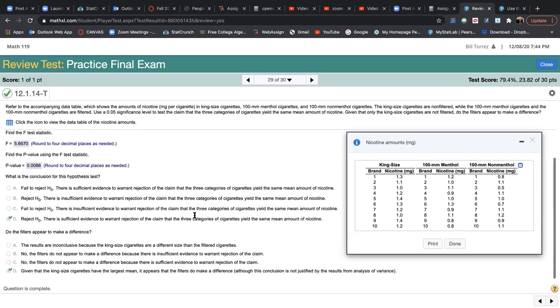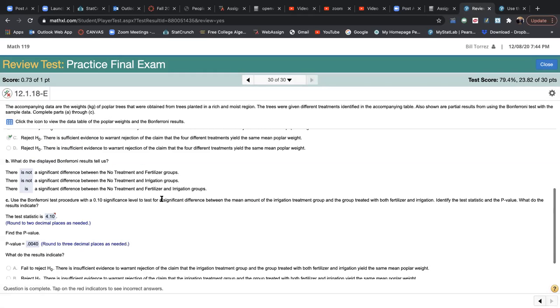Okay, and we can say that since the king size cigarettes have the largest mean, the other 2 have lower nicotine values, it appears that the filters do make a difference. Okay, so that's a supposition. There's no analysis to back that up yet. All right, so we can just tell the client that it appears that the filters will make a difference. Okay, more studies need to be done to really nail that down.